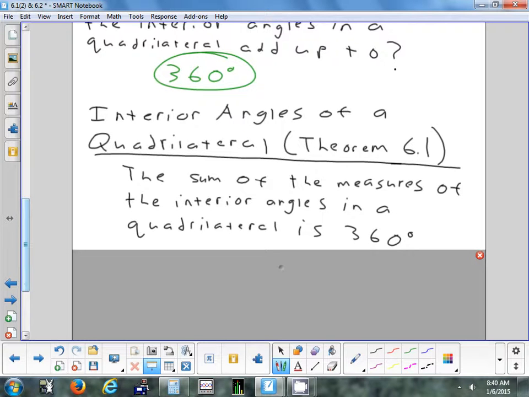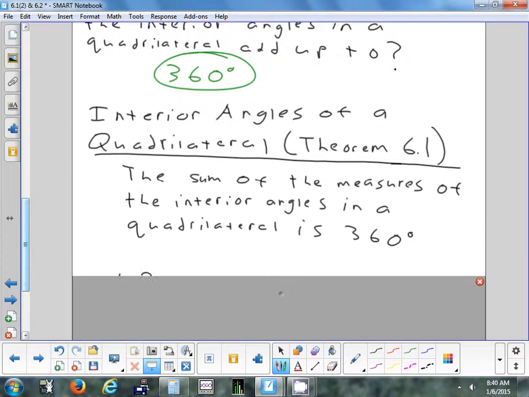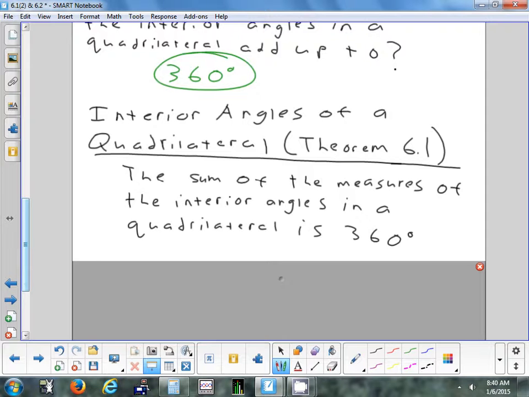So for a quadrilateral, that's actually a theorem. The sum of the measures of the interior angles is 360 degrees. So now you can use that fact, just like you did with triangles, to solve for x. If you don't know what a variable is, but at least you know what all the angles have to add up to, that'll help you.